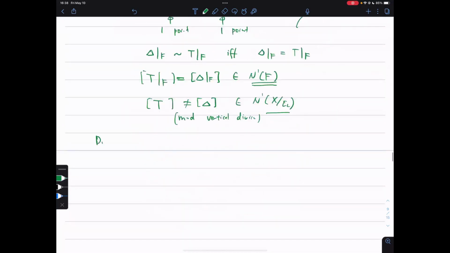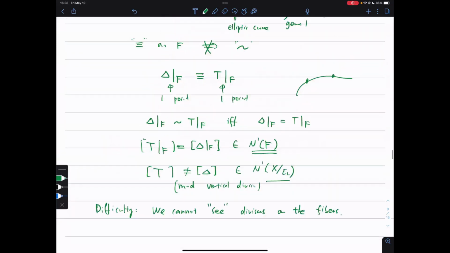So the difficulty, let me summarize here, is we cannot see divisors on the generic fibers, on the fibers. So we cannot tell the difference. They are the same on the fibers, but they are indeed quite different on the total space. Then how should we figure out this problem? How should we handle this?